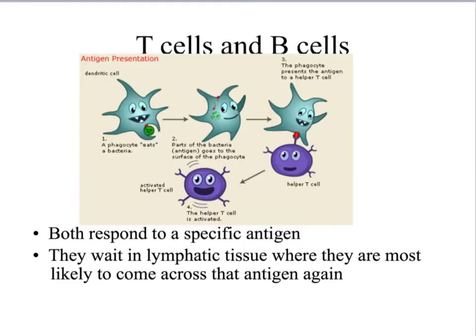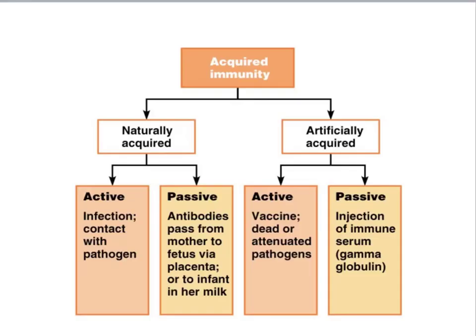So, both B cells and T cells will respond to a specific antigen, and they wait in the lymphatic tissue where they are most likely to come across the antigen again. You've got two types of immunity, cell or humoral mediated. So this is the B cells. You have acquired immunity, and you can have either naturally or artificially acquired immunity.